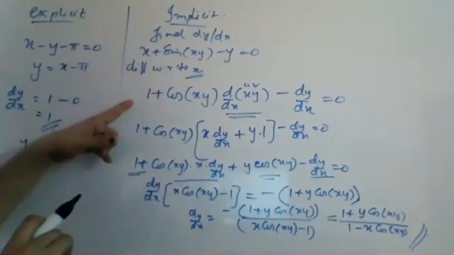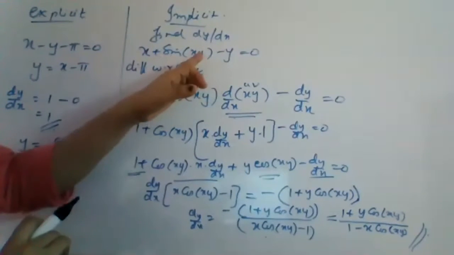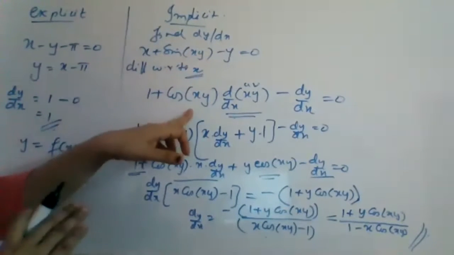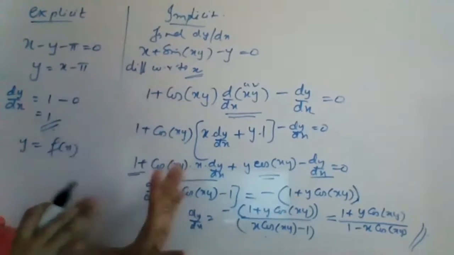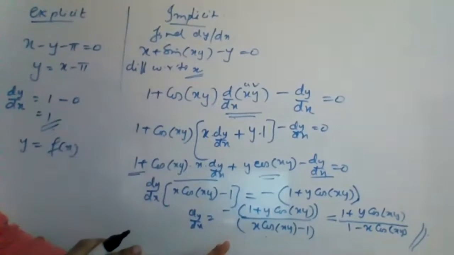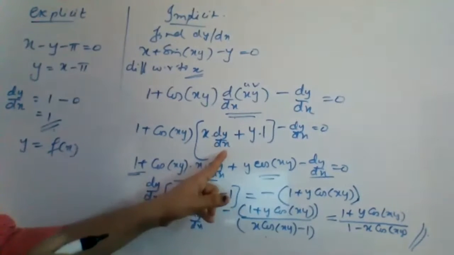How to do? First you will differentiate, and wherever you have y, you have to take it for granted that wherever you have that y, you have to take dy by dx there. Okay, wherever y comes, there dy by dx will come.